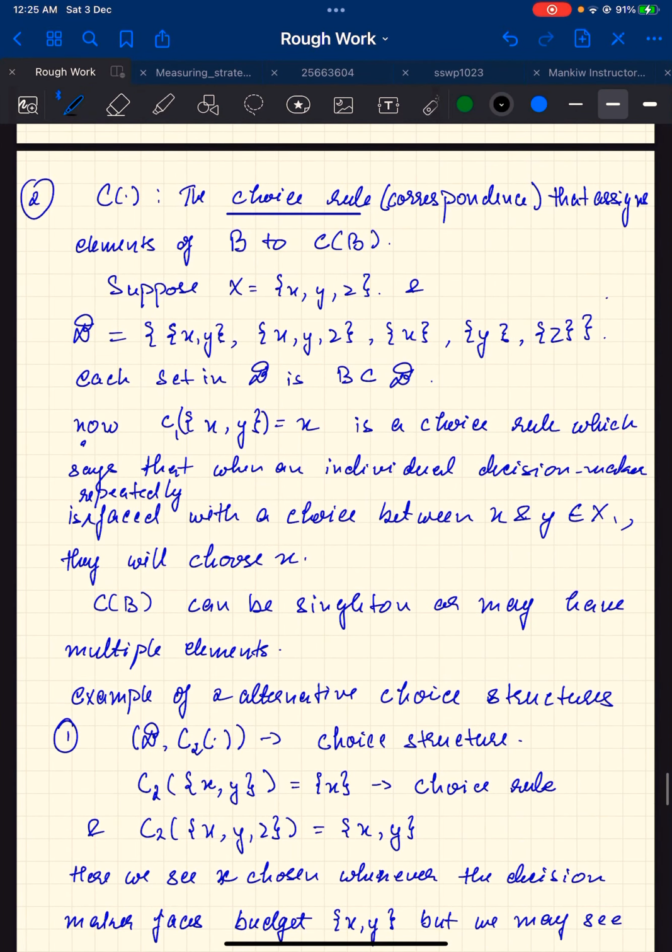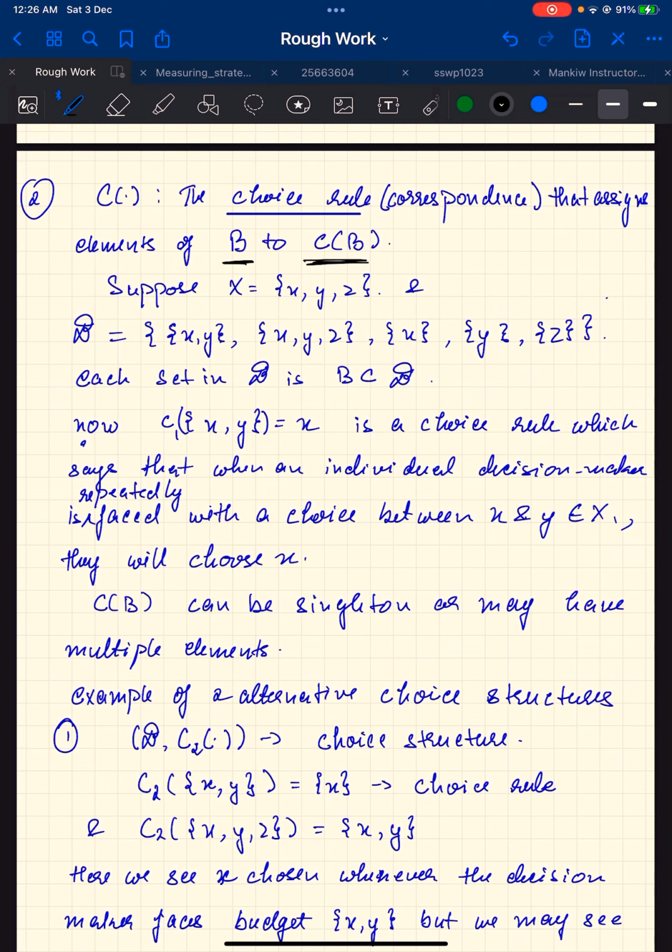The second element of the choice structure that we said is the choice rule. Now, the choice rule essentially is a correspondence that assigns elements from the budget set to the choice set of B. And this choice set of B we will call C of B.